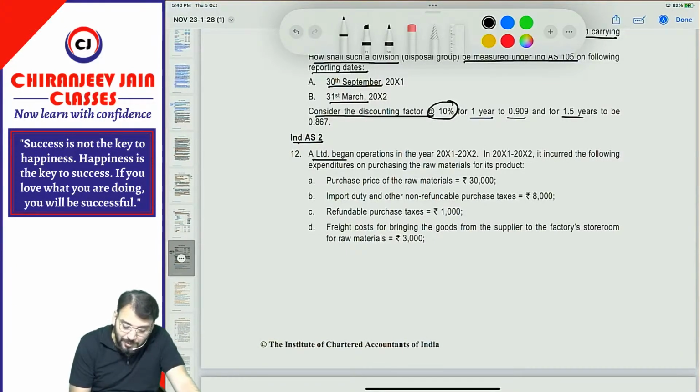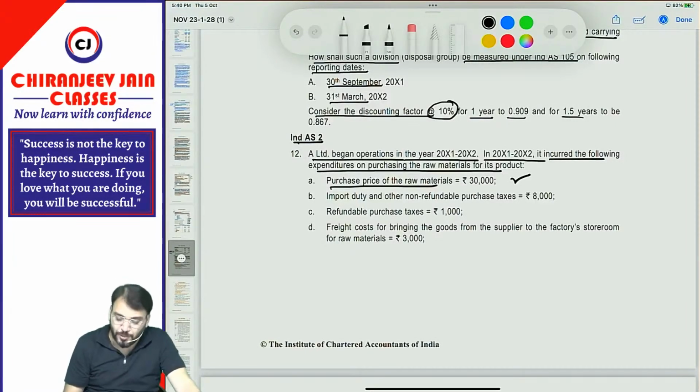Inventory. A Limited began operation in the year 2001-2002. In 2001-2002, it incurred the following expenditure on purchasing the raw material of its product. Purchase price of raw material, this will be added to find out cost of purchase. Import duty and other non-refundable purchase tax, this will be also added.